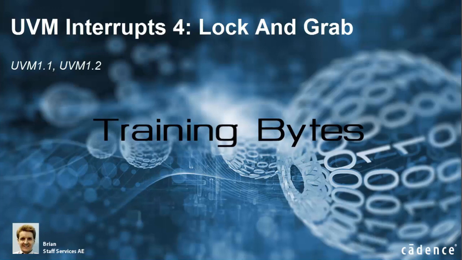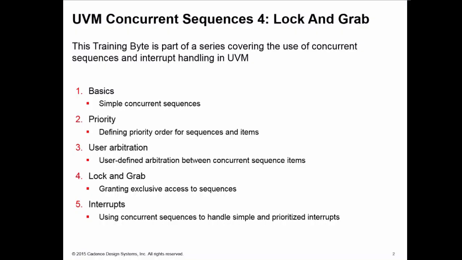I'm Brian Dickinson, and this is a training byte on the lock and grab methods for concurrent sequence arbitration in UVM. This is the fourth in a series of training bytes showing you how to use UVM concurrent sequences to create interrupt handling routines. In the first three training bytes, we had a look at simple, prioritized and user-defined arbitration methods. In this training byte, we'll have a look at the lock and the grab methods, which allow us to grant exclusive access to a sequencer for a given sequence.